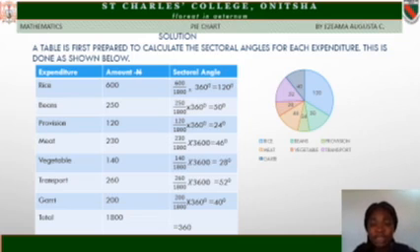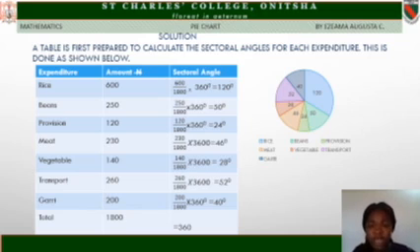Now coming to the sectorial angle, you have 600 over 1,800. That 1,800 was gotten from the total of all the expenditure. That is the 600 plus 250 plus 120 plus 230 plus 140 plus 260 plus 200. The total, the sum, will give us 1,800.